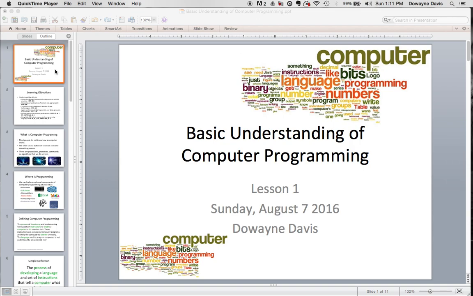Today we will go over, in lesson one, a basic understanding of computer programming. It is all around us, and it is an important concept and topic to cover when we talk about technology.